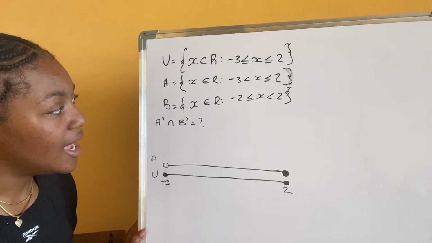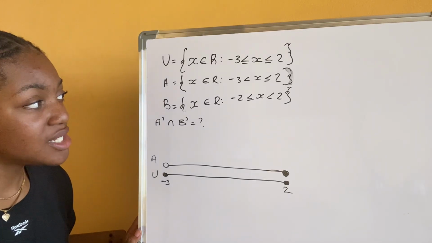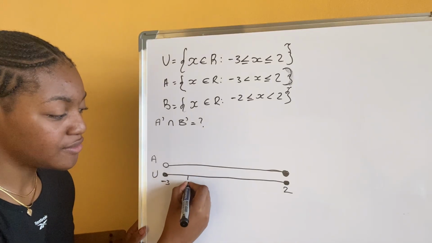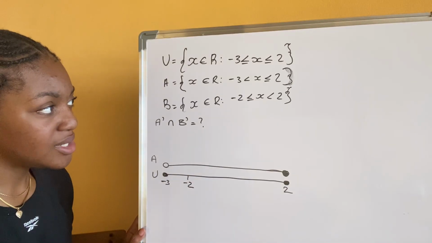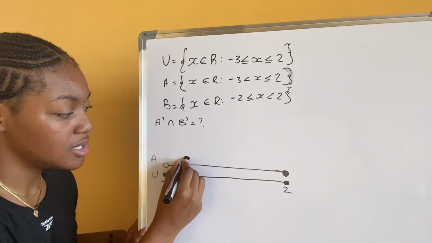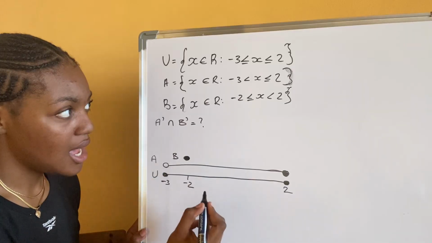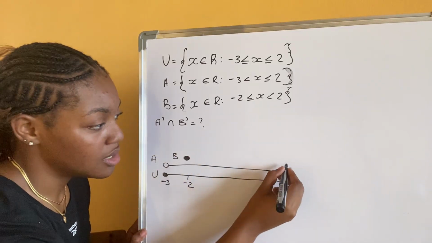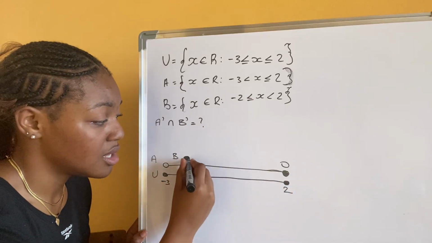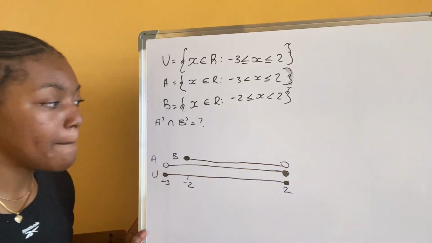And then we have B. So B is where x is greater than or equal to negative 2. So let's have our negative 2 point. And we're saying that x is greater than or equal to negative 2. So we're going to have a shaded circle since negative 2 is included. And then we have x is less than 2. Since we're just saying x is less than 2, meaning that 2 is not included, we're going to have an open circle. And that would be our set B.